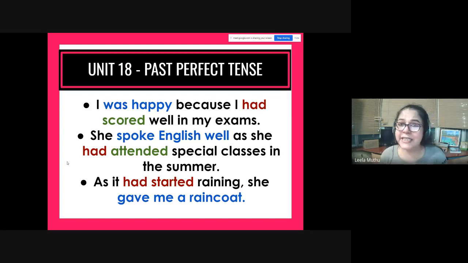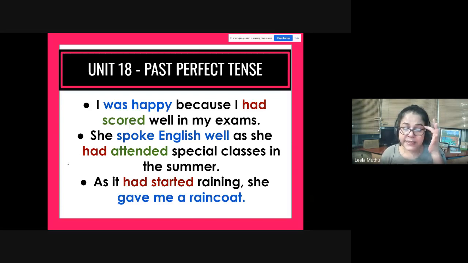Okay, now look at the next sentence. She spoke English well as she had attended special classes in the summer. So she started speaking English well only after she had attended special classes in the summer. So "had attended" is the past perfect, and you know exactly that this was the first action. The past perfect is used to show which action happened earlier when you have two events which have happened in the past.